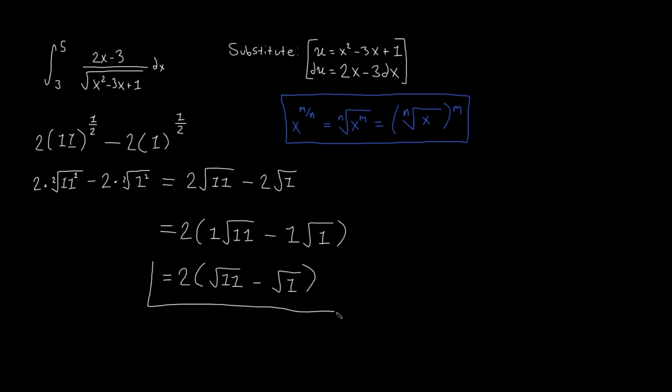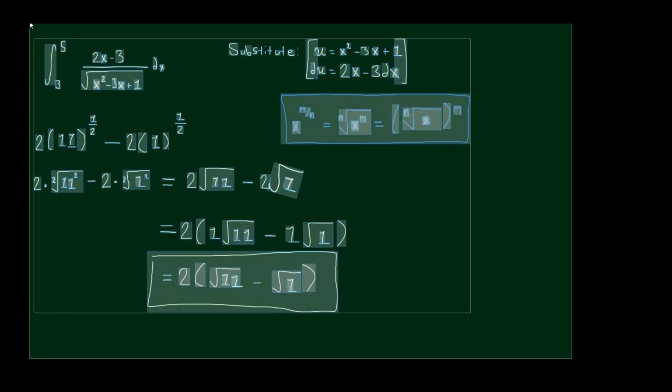And we can't simplify anymore after this, so this is going to be the answer to our problem: 2 times the square root of 11 minus the square root of 1. Cool. Let's try another one.